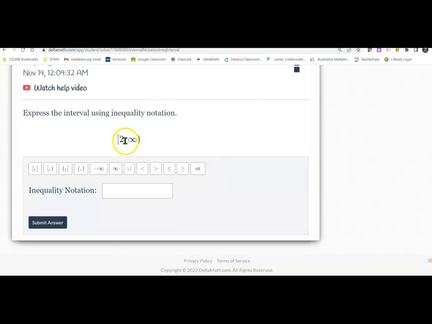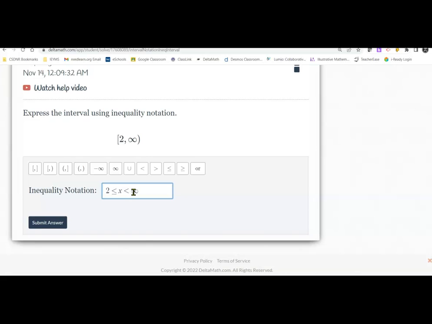All right, so this is an in-between. X can be in between 2 and infinity. So I can use these two symbols, but this is a bracket, so I know that I need a less than or equal to for this number. So x is in between 2 and infinity. This is one way you could write it.